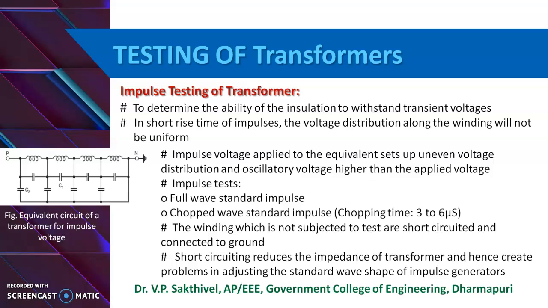In impulse testing, the transformer is tested using both the full wave and the chopped wave of standard impulse produced by a rod gap, with a chopping time of 3 to 60 microseconds. In order to prevent large over voltages being induced in the windings not under test, they are short circuited and connected to the ground. The short circuiting reduces the impedance of the transformer, hence creating problems in adjusting the standard wave shape of impulse generators.